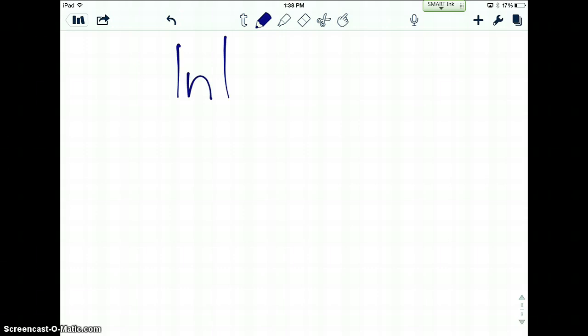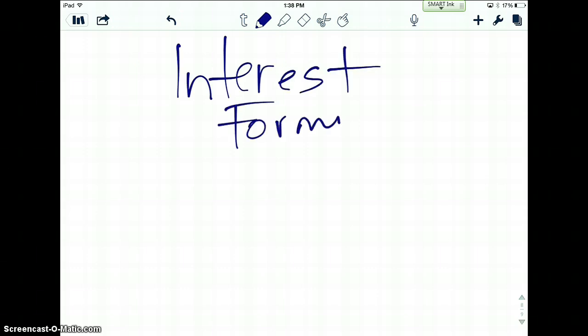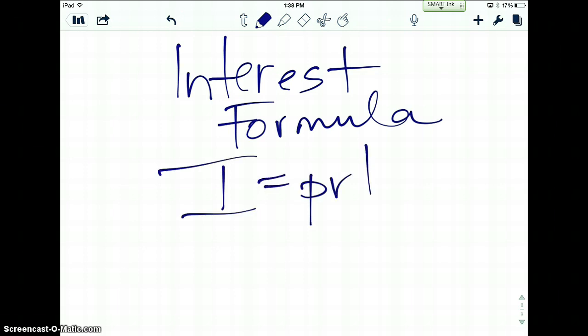Okay. Now what I will say is one more added bonus here is there is a formula that you're going to see, a simple interest formula. And they might ask you to use this formula in problems, and it looks like this. I equals PRT. I being your total interest, P being the principal, R being the interest rate, and T would be the time in years.